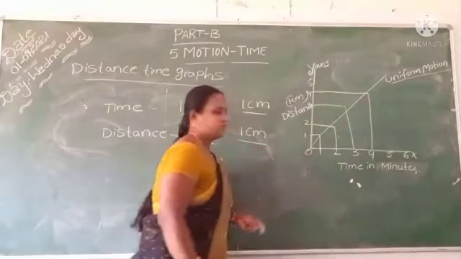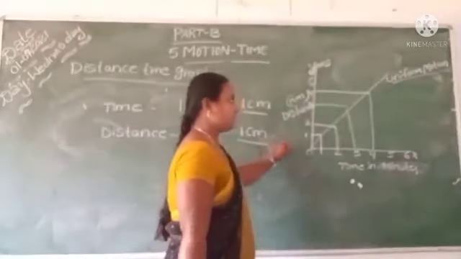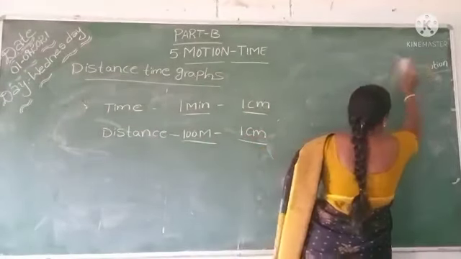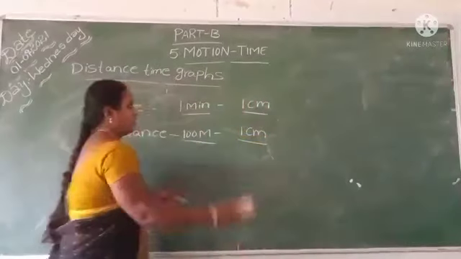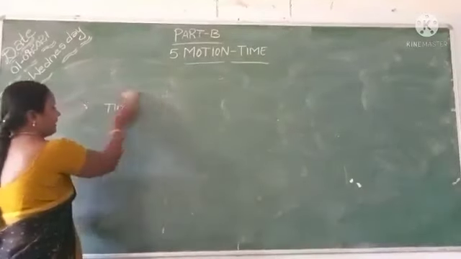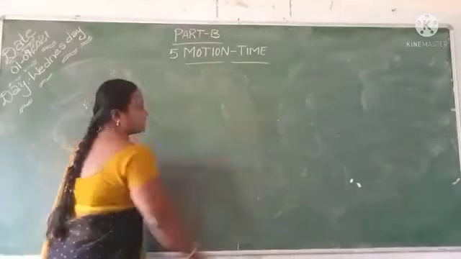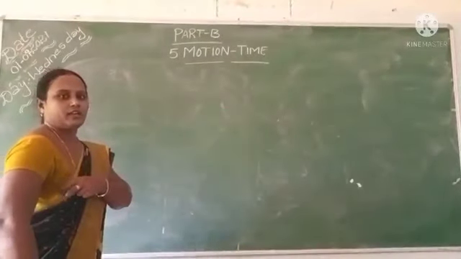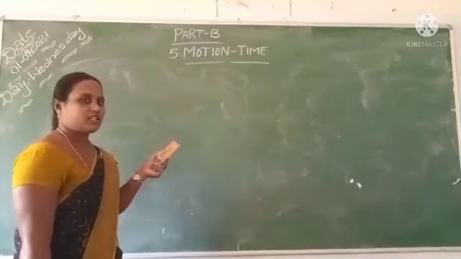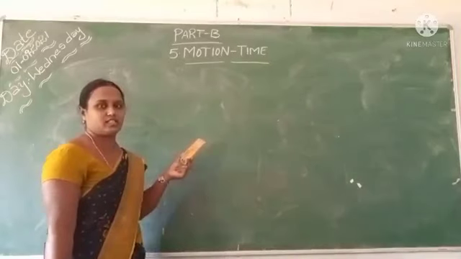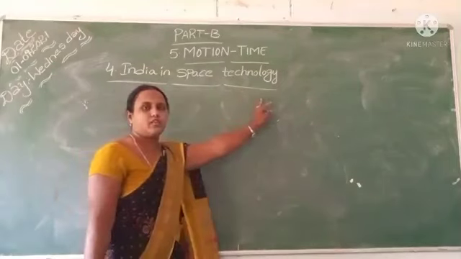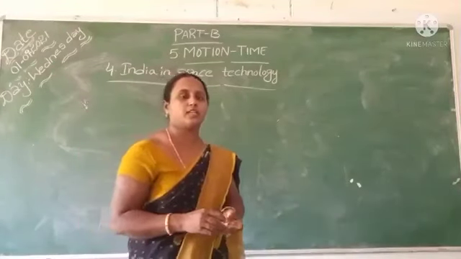Okay now. This is the distance time graph. How many topics have we discussed today? We have discussed 3 topics today. What are they? Slow and fast motion. Another one is speed. In the speed what have we discussed? Units of speed. Okay? Then now we are going to discuss one more topic. What is that? India in space technology. Now the last concept is India in space technology.